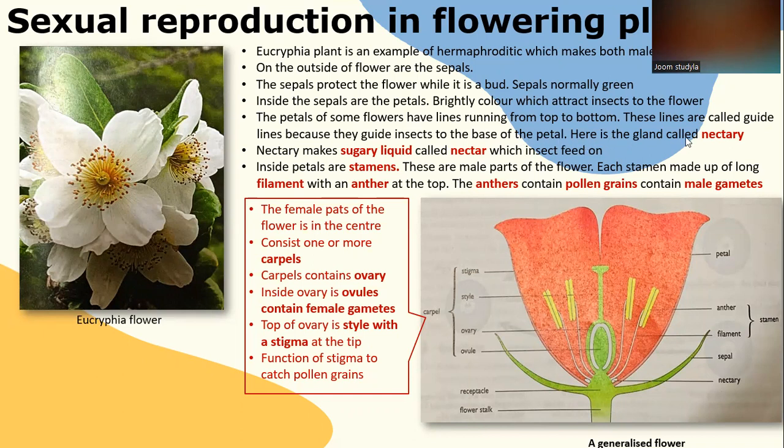Here is the gland called the nectary. The nectary makes a sugary liquid called nectar, which insects feed on. Inside the petals are the stamens, which are the male parts of the flower. Each stamen is made up of a long filament with an anther at the top. The anther contains pollen grains, which contain the male gametes.